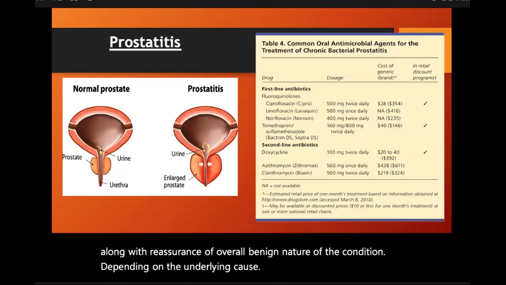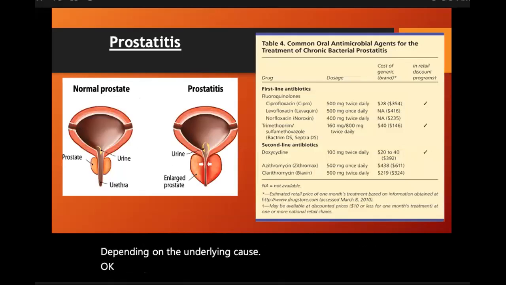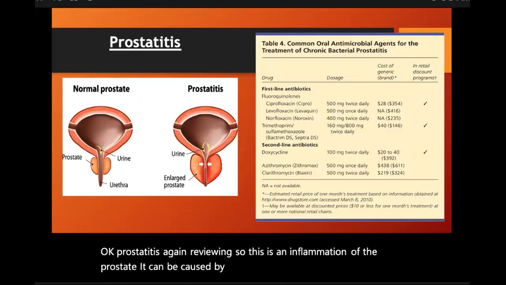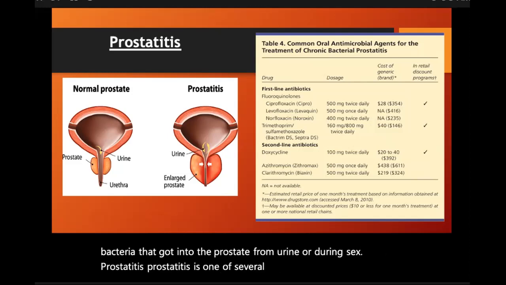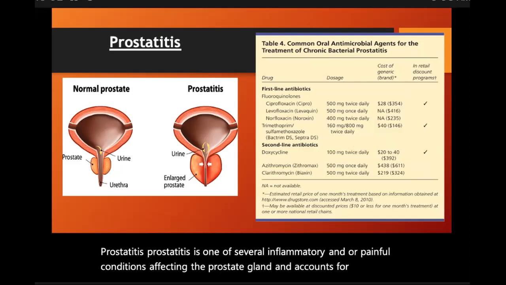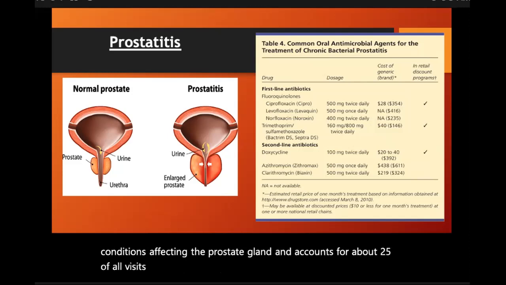Okay, prostatitis. Again, reviewing, this is an inflammation of the prostate. It can be caused by a traumatic injury to the prostate or bacteria that got into the prostate from urine or during sex. Prostatitis is one of several inflammatory and/or painful conditions affecting the prostate gland, and it accounts for about 25% of all visits by men.